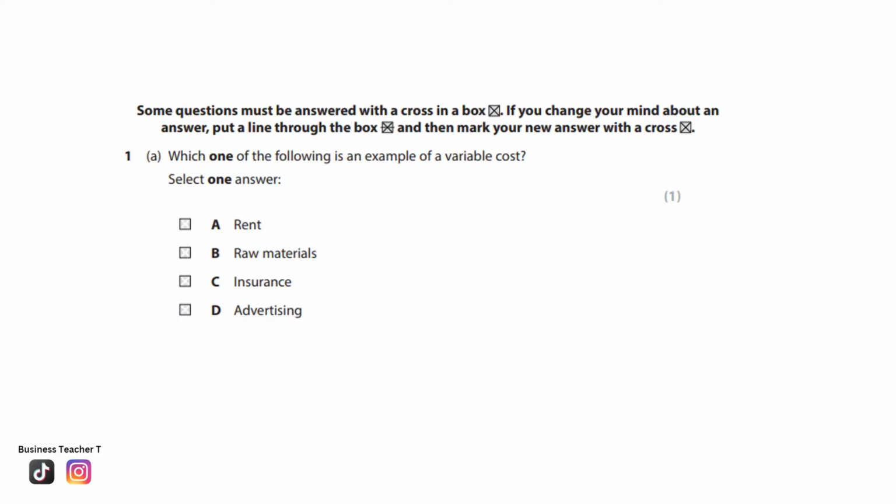Which one of the following is an example of a variable cost? Is it A, rent, B, raw materials, C, insurance, or D, advertising? And the answer is B, raw materials.